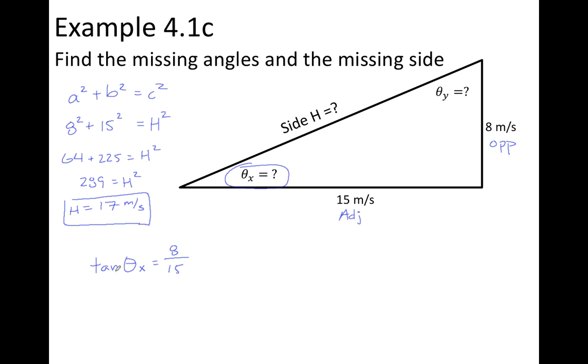And so now I have to undo the tangent function to get theta x by itself. So if I take the inverse tangent of both sides, left-hand side will become theta x. Inverse tangent undoes tangent. And then over here, we'll have inverse tangent of 8 over 15. And when I punch that into my calculator, that will give me the angle. That's 28 degrees.